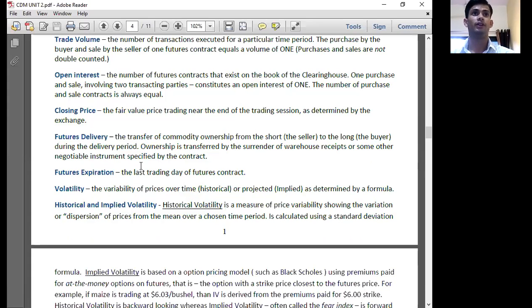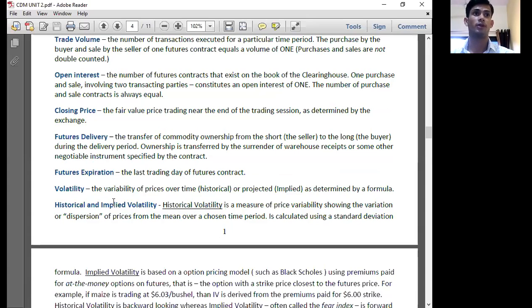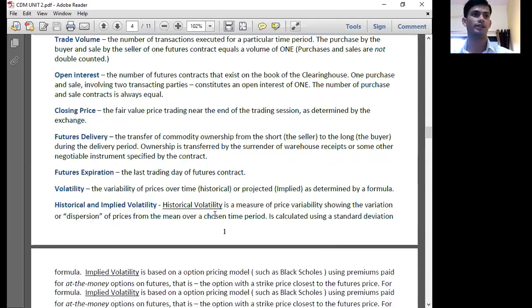Then future delivery, in future delivery the last time of delivery is short to long. Short to long, meaning the short period and seller to long, that is, for the buyer the last delivery date is your future delivery date. And future expiration, the last trading day of a future contract is expiration. Expiration means to expire. Okay, volatility, the variability of price over time as per the determined formula. What is this? Volatility. It is a formatic system by which it is calculated, and that is called volatility.